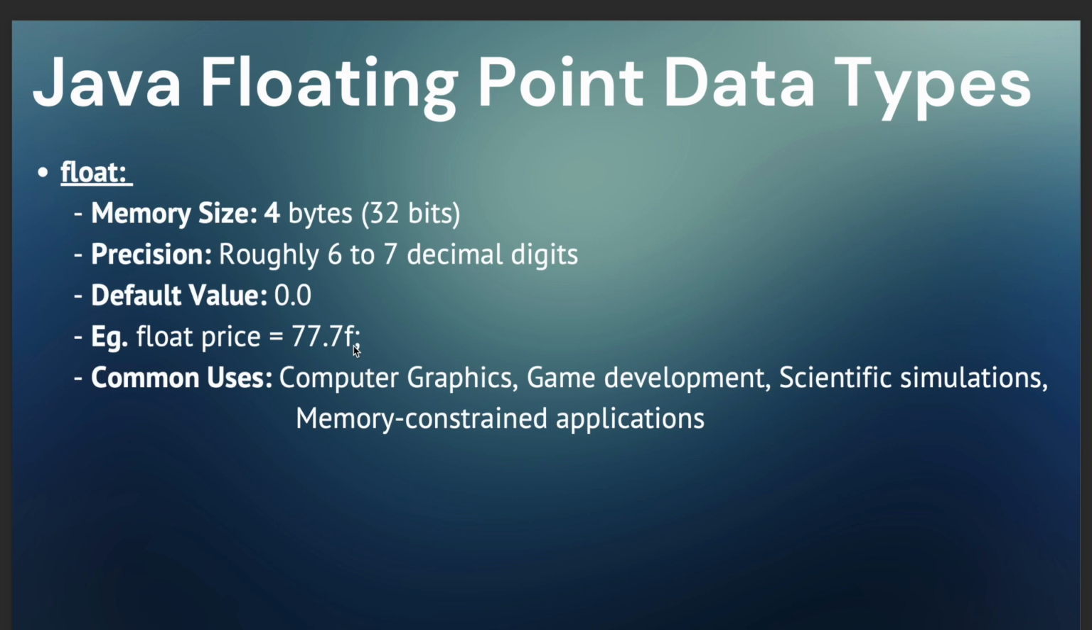When Java sees a decimal number like 77.7, it automatically treats it as a double. So if you want Java to store the value as a float, you must explicitly add the suffix small f or capital F. Today, float is mostly used in graphics programming, game development, and other memory sensitive applications where millions of decimal values are processed. In everyday Java application development, however, you will usually see developers choosing double instead.